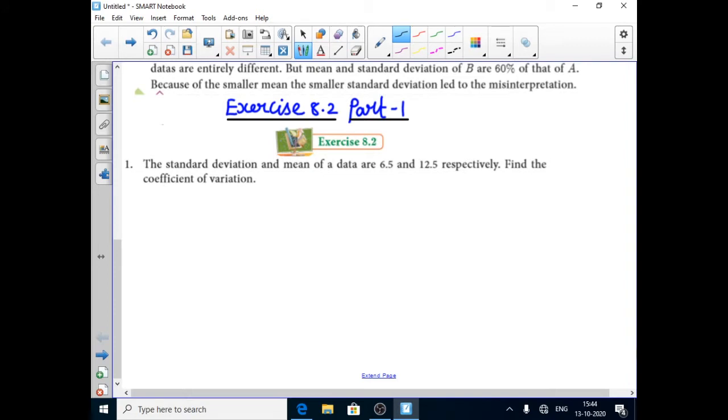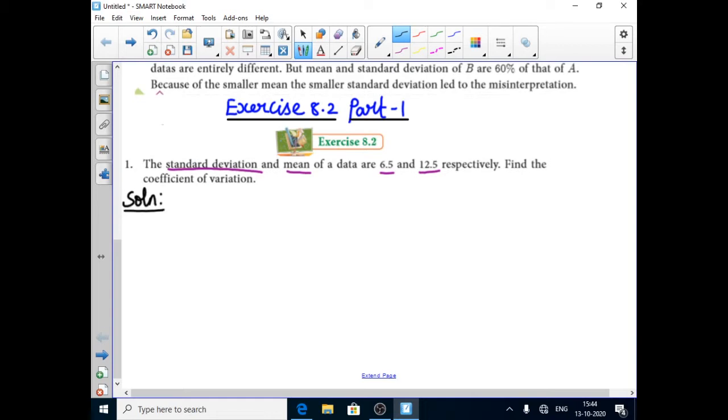They give the standard deviation and the mean of a data as 6.5 and 12.5. Standard deviation is 6.5, mean is 12.5. We have to find the coefficient of variation. Coefficient of variation means we have to divide the standard deviation by the mean. So write the given, then the solution. This is only a 2 mark question.